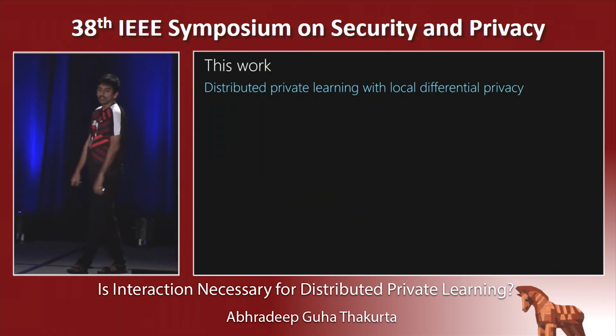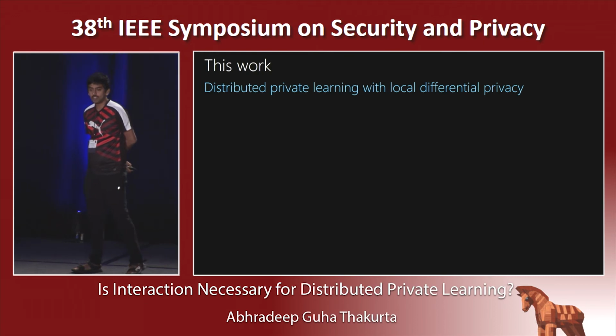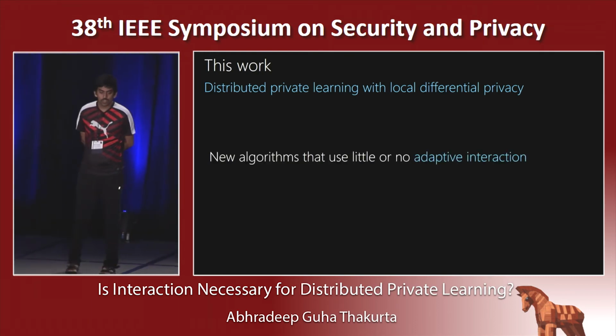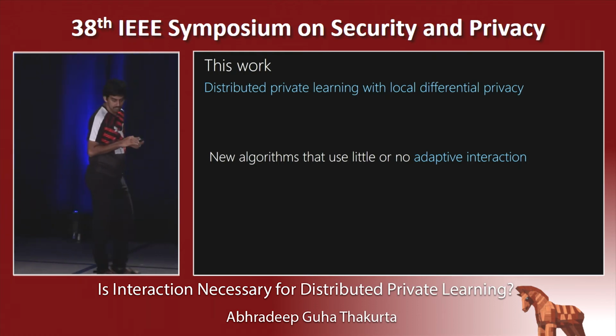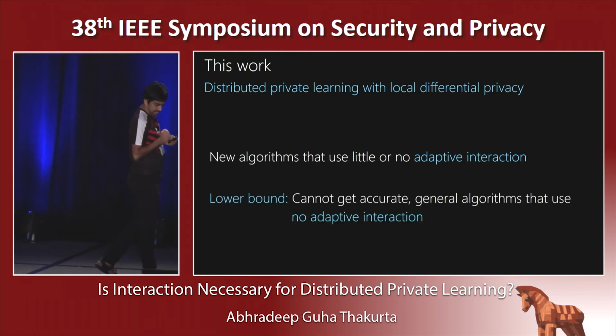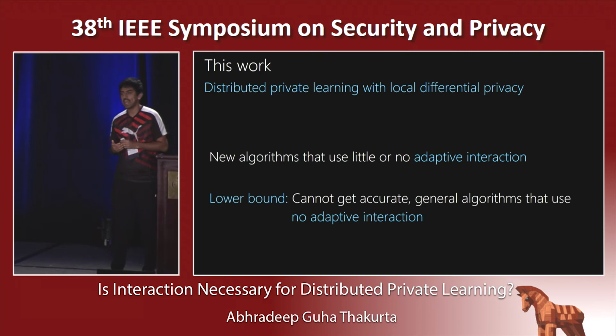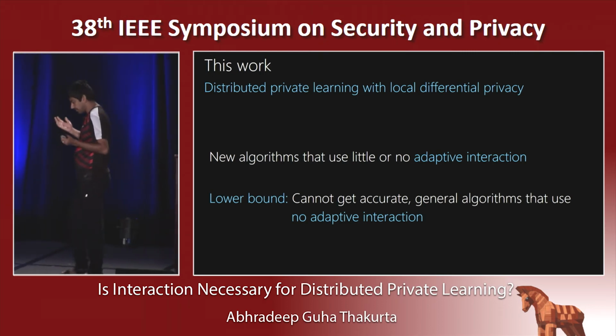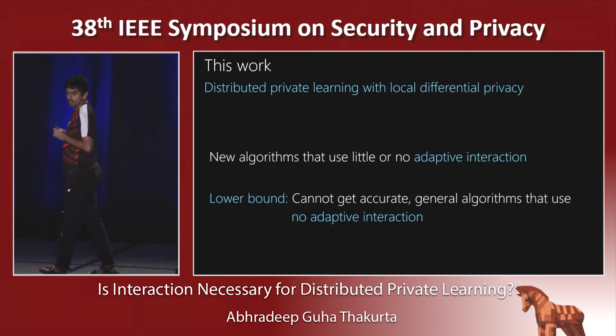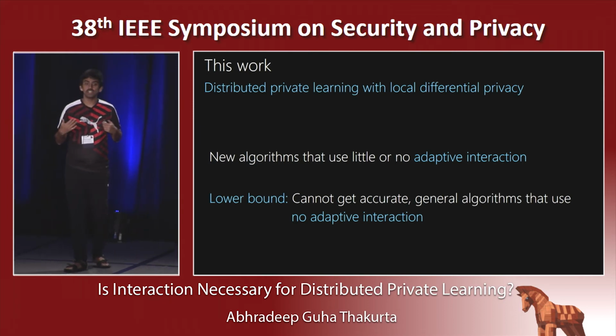So again, this work is about distributed private learning with local differential privacy. We design algorithms that have little or no adaptive interaction. We have some bad news, where we show that we cannot get accurate general algorithms for reasonably high dimensional problems with no adaptivity. So adaptivity is somehow ingrained into the problem in itself.